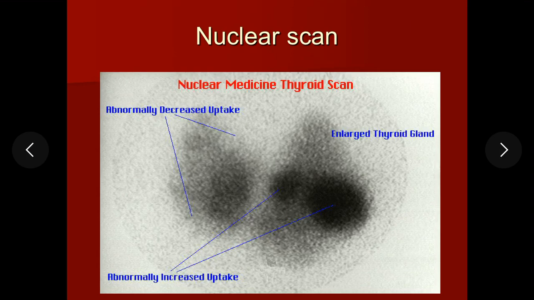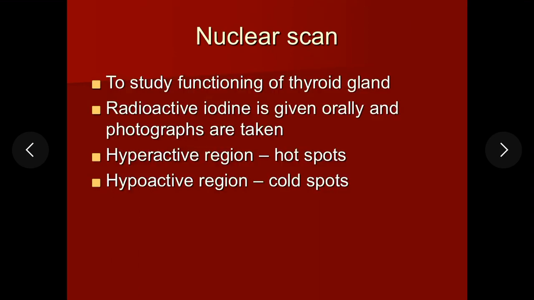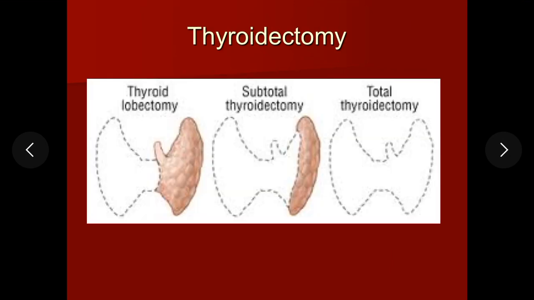And what is this nuclear scan? So we do a nuclear scan to look at the functional status of the thyroid gland. We take radioactive iodine, which is given orally, and the photographs are taken. If certain parts of the thyroid gland are hyperactive, that will appear as hot spots. And in certain regions, if it is hypoactive, that will appear as cold spots. Fine. So that is the next applied aspect that you should remember, nuclear scan.